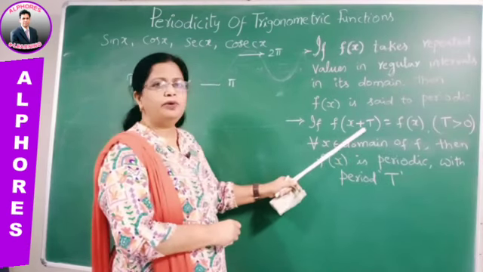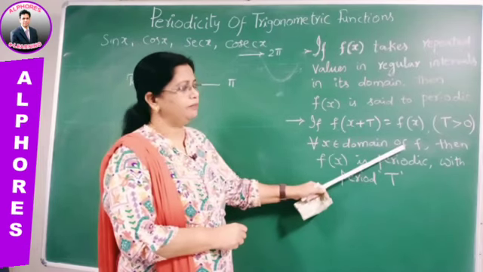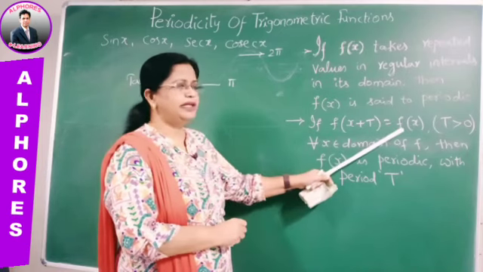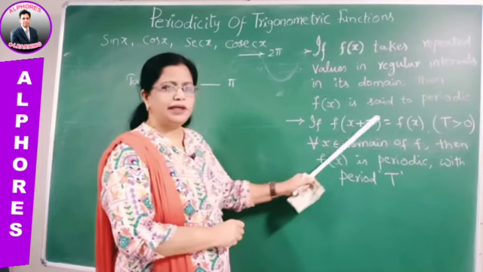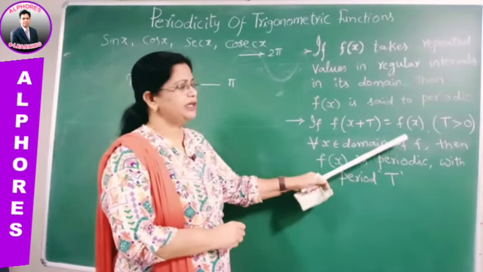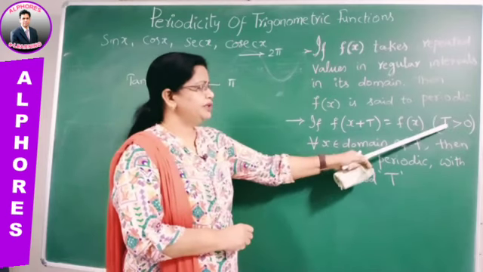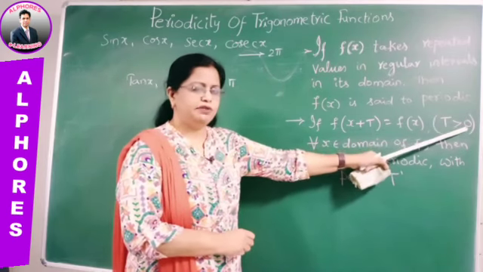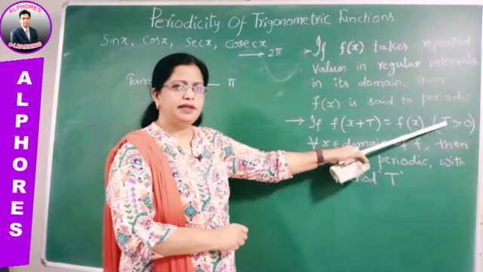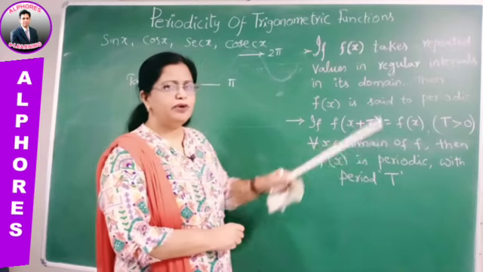Moreover, this must hold good for every value of x in the domain of the function. Not for one or two values should this relation hold good. This relation must hold good for every value in the domain of the function. Then only we can take this value into consideration. So t value, how much students? It should always be a positive real number. Not necessarily an integer, it could be any real number, but it must be positive.